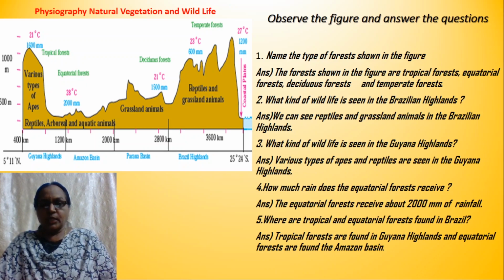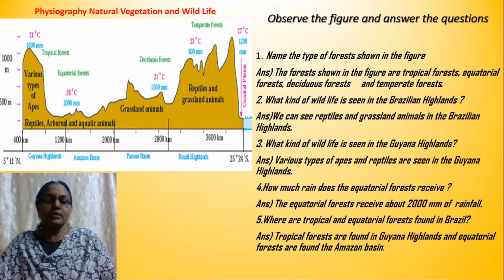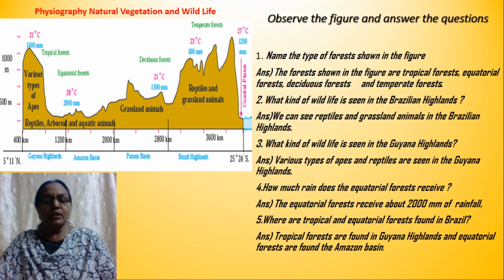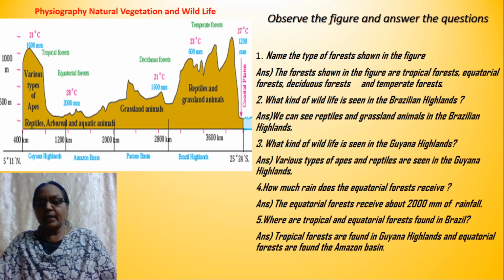The fourth one, how much rain does the equatorial forest receive? We've already done that while studying about India as well as Brazil. I think you remember these regions receive, even here in the figure, just go through it. How much is it? Yes, it is 2000 millimeters. So, the equatorial forests receive about 2000 millimeters of rainfall. Fifth question, where are tropical and equatorial forests found in Brazil?